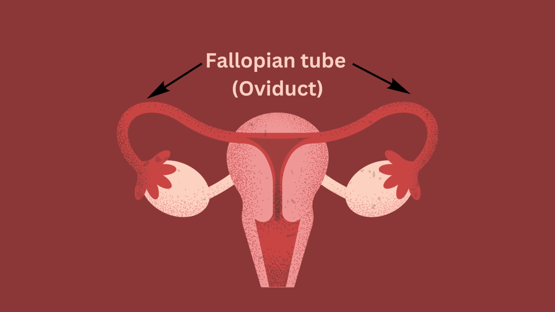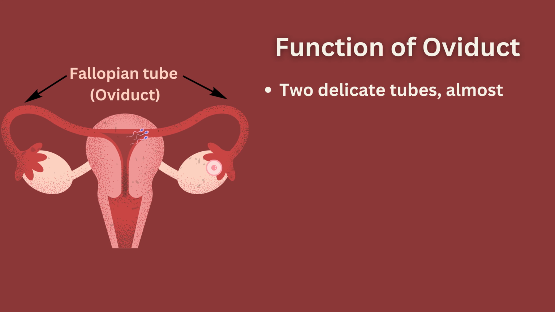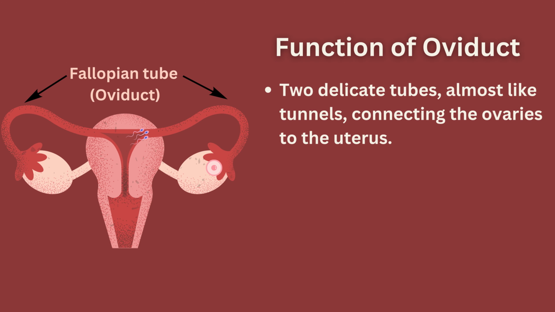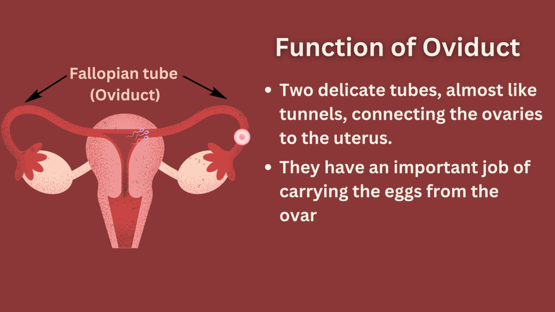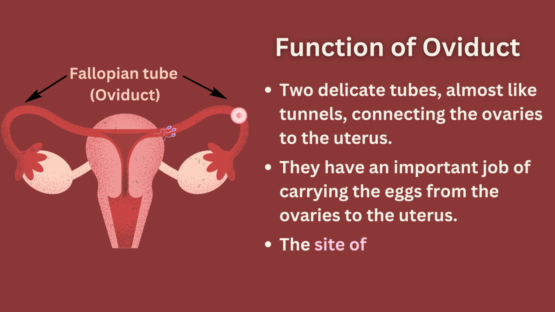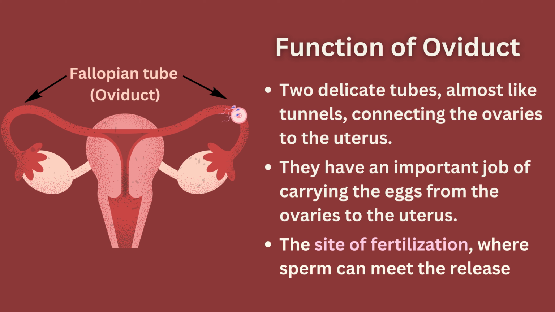Fallopian tubes, also called oviducts, are two delicate tubes that connect the ovaries to the uterus. They have an important job of carrying the eggs from the ovaries to the uterus. It's like a special highway for the eggs. The fallopian tube is also the site of fertilization, where sperm meets the released egg.